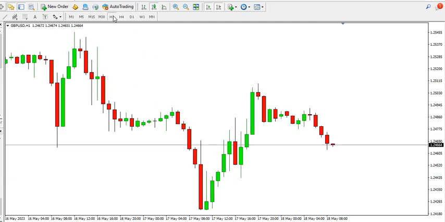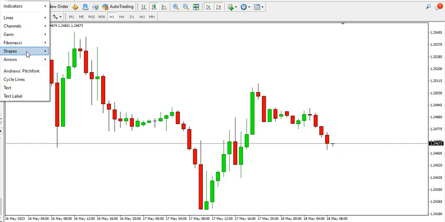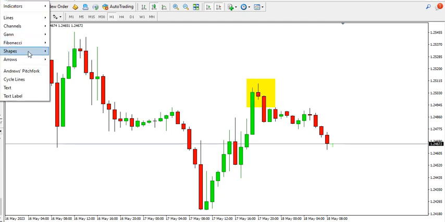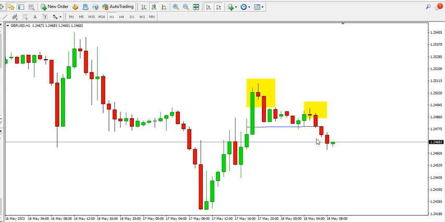Looking at the 1-hour time frame, what do we have? We can see on the 1-hour time frame, this is the left shoulder, this is the head. Are we going to see the right shoulder? Only time will tell. But this is an obvious double top that we have around here. This is a top, this is another top, and we already have the breakout of the neckline.